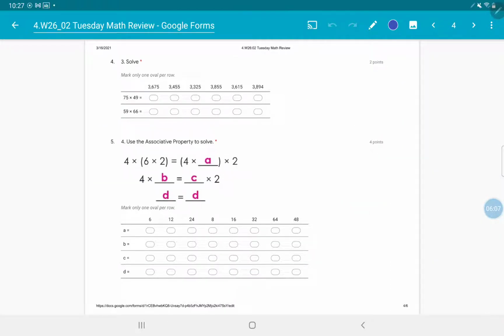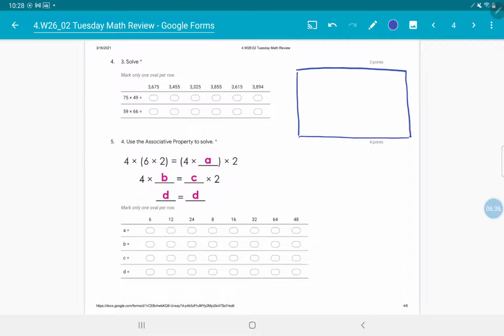This next one we have some multiplication to do, 2-digit by 2-digit numbers. First we have 75 times 49. So if I draw an area model, one side of my model is going to be what? Dylan, what's the long side of my model going to be? 75, and then the short side is going to be 49.